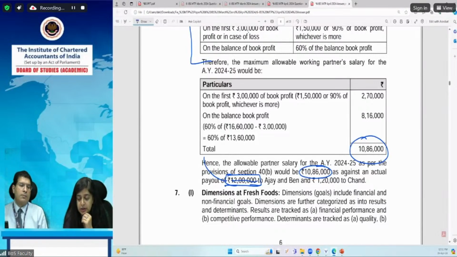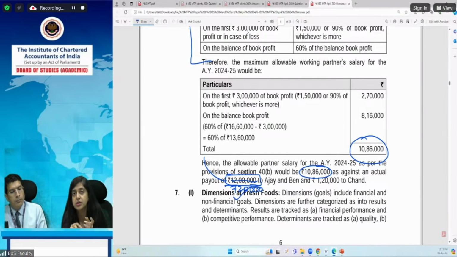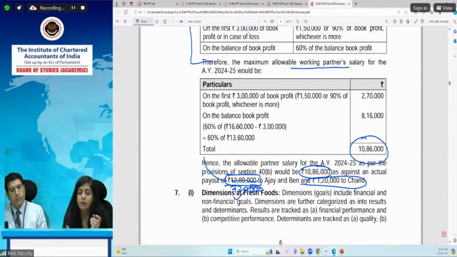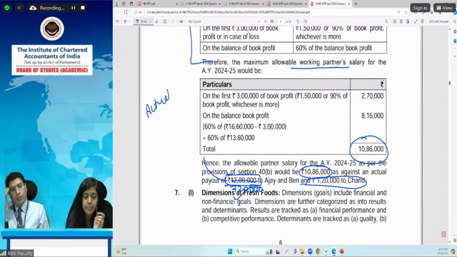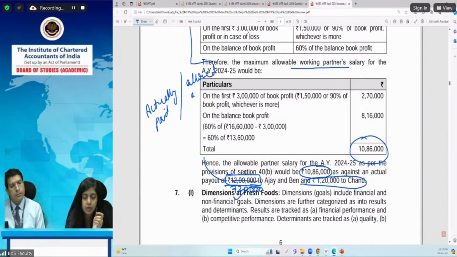But suppose it comes to 7 lakh 20,000, as I wrongly calculated earlier, then you have to provide 7 lakh 20,000. In this, student, there is one thing also: while calculating the salary which the firm is actually paying, don't include the salary paid to the non-working partner. This salary which is allowed under the Income Tax Act is for a working partner. So when you compare what is actually paid and what is allowed as per section 40B, the base should be the same.